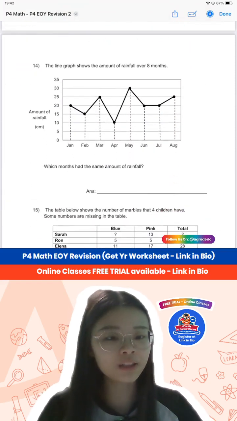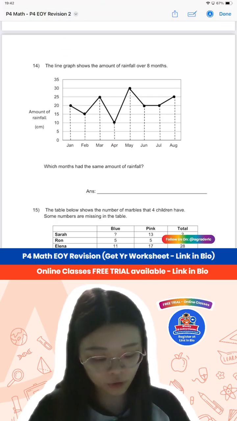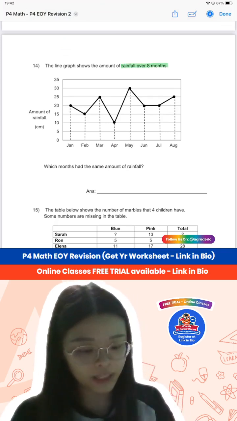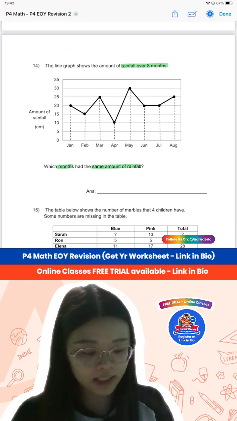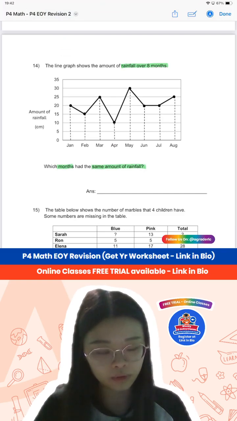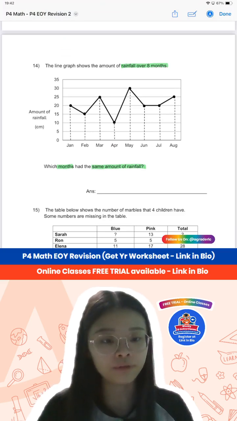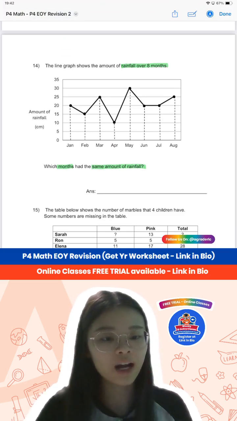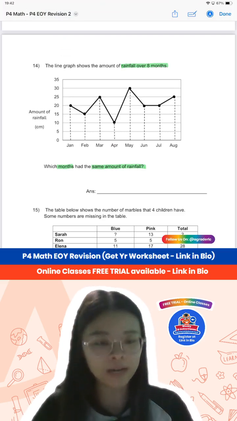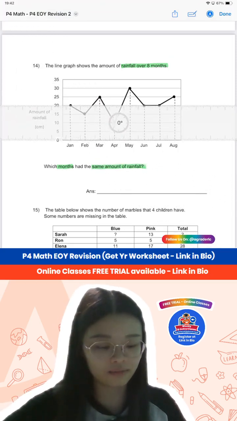Okay, question 14. The line graph below shows the amount of rainfall over 8 months. Which months had the same amount of rainfall? This question shouldn't be too difficult to do. Which months had the same amount of rainfall? This graph is not too difficult to read. How do we start reading? We can actually take out a ruler and just start putting it to read.